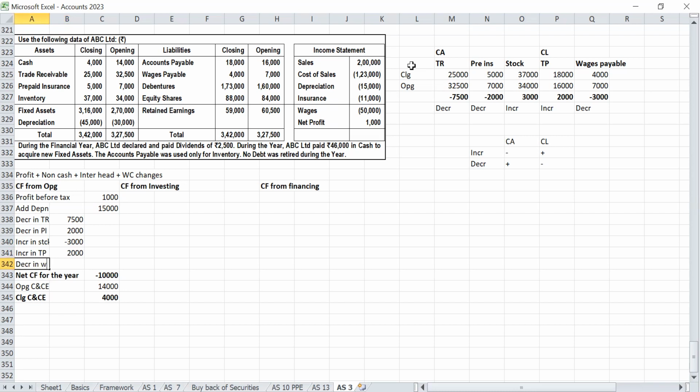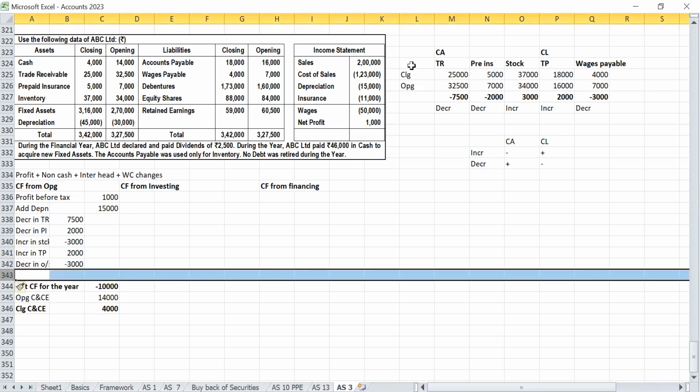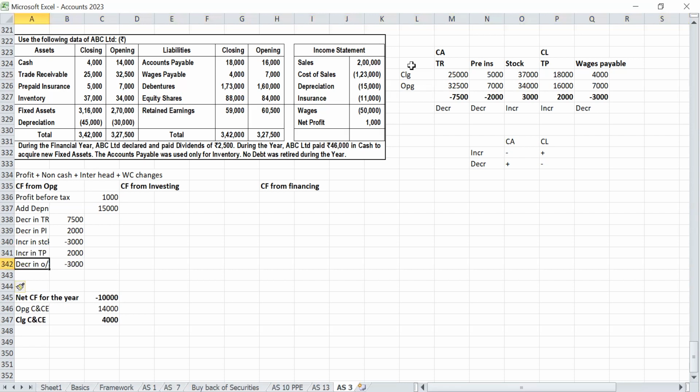Decrease in wages payable, so negative. That's all. Right? Okay, sir. So total.